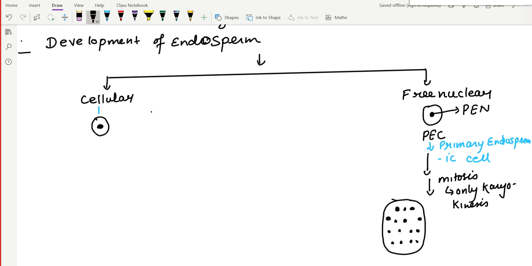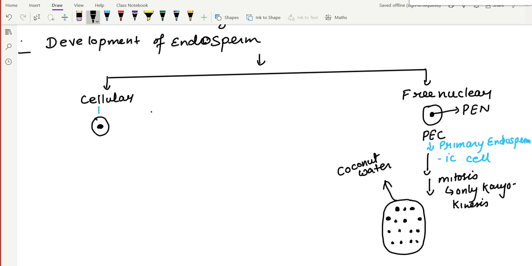Now here the example is very important. Whenever we talk about the example of this one, this is your example of coconut water. So the watery part of your coconut is basically a free nuclear endosperm.